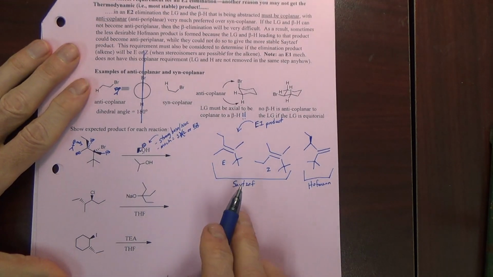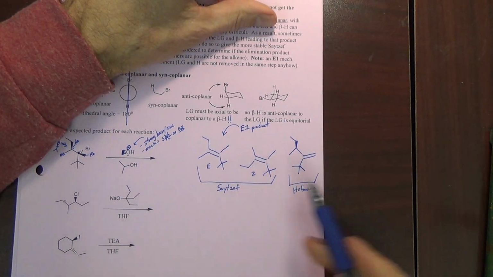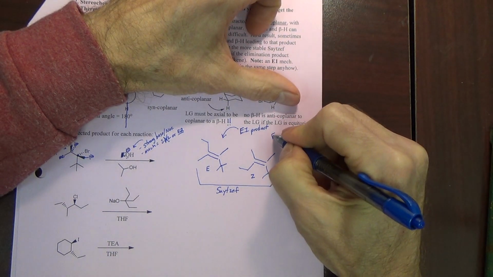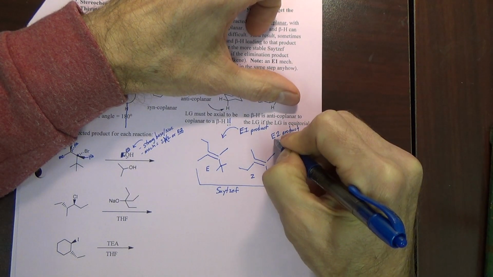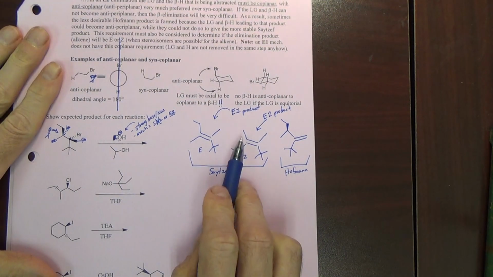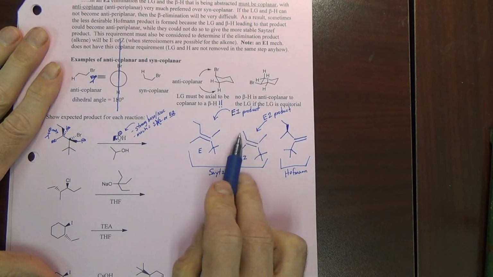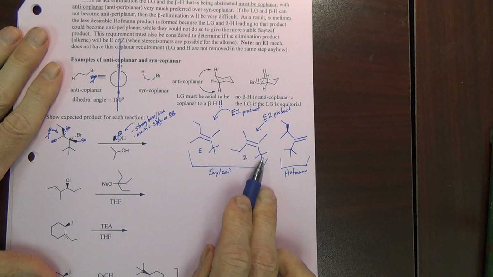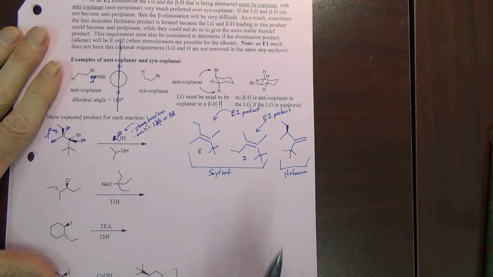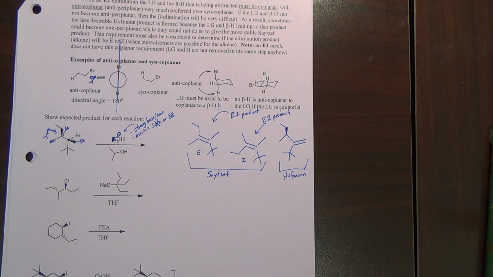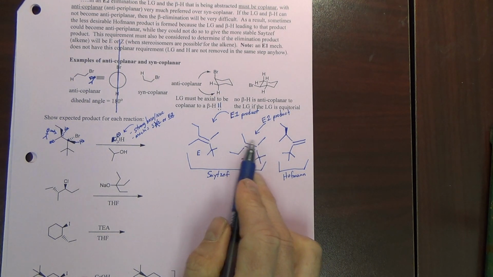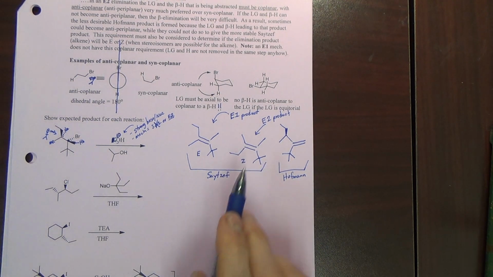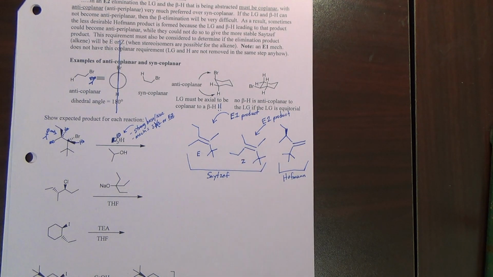Which product is formed? Well, it's going to be that one. The methyls are on the same side. The tert-butyl and the ethyl are on the other side. Once the double bond is put in, again, they're fixed. They can no longer rotate. That's the E2 product.